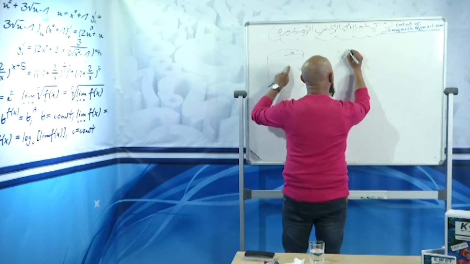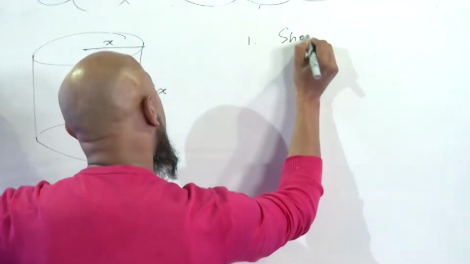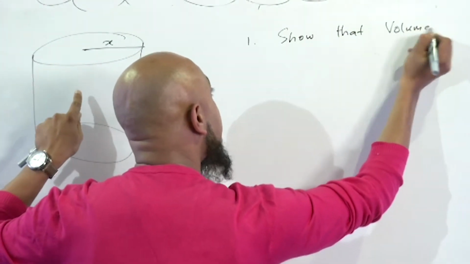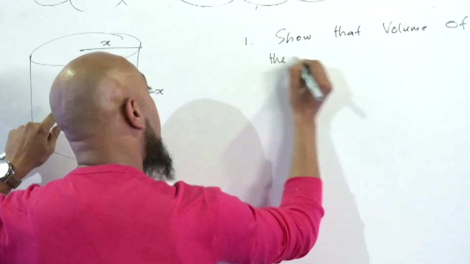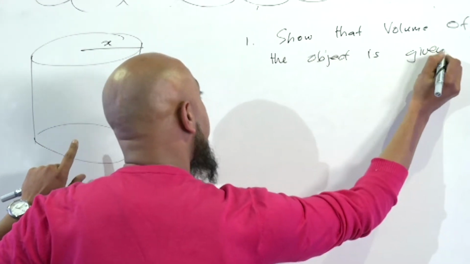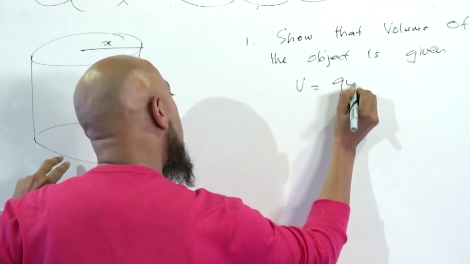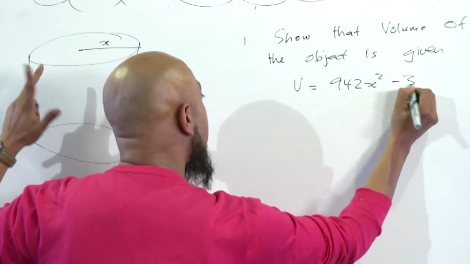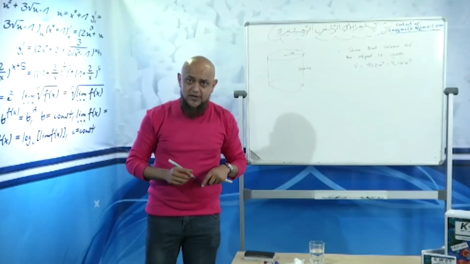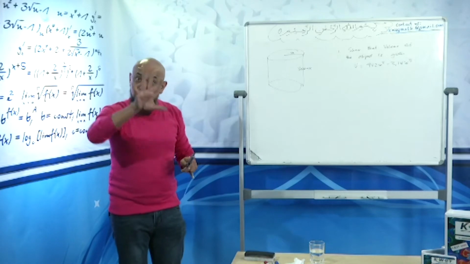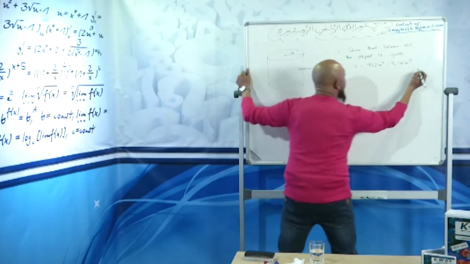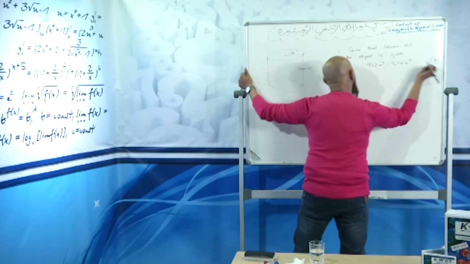So now the questions, they give you a shape and they say, show that the volume of the object is given by volume is equal to 942x squared minus 3,14x cubed. They're going to give you a hectic formula on that side. Okay, that's the first one. Show that the volume of that shape is given by that. Question number 2 in here, and that will be for about 3 or 4 marks. Let's call it 3 marks.